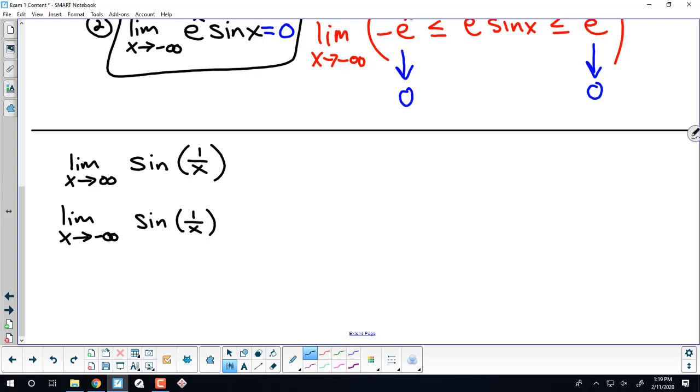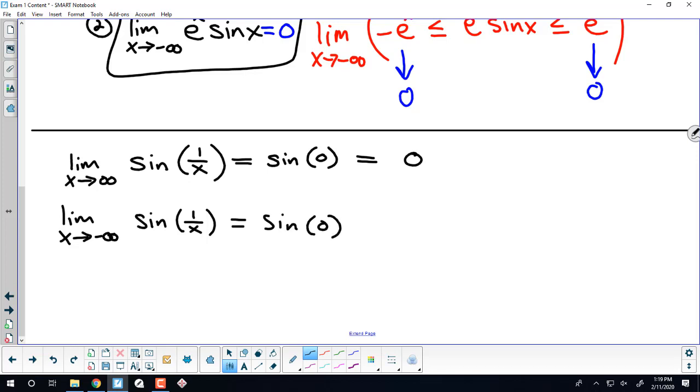So as x gets larger and larger, what happens to the argument? It's smaller and smaller. It approaches 0, right? So what is this limit? 0, because the sine of 0 is 0. Sine of a number approaching 0 is basically the sine of 0, which is 0. Same thing with negative infinity.